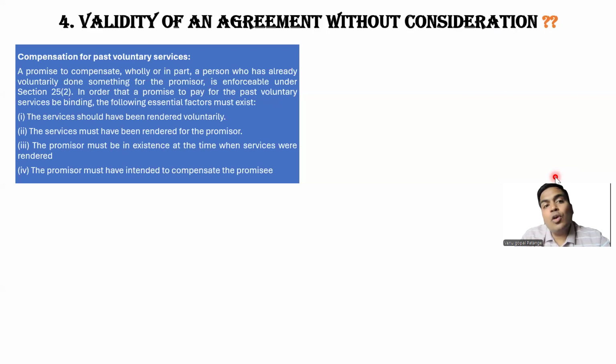Compensation for past voluntary services. Let us take an example of A and B. A took services from B in the past. B has provided services to A for free, voluntarily, in the past. Now, A wants to pay money to B in the present or in the future.